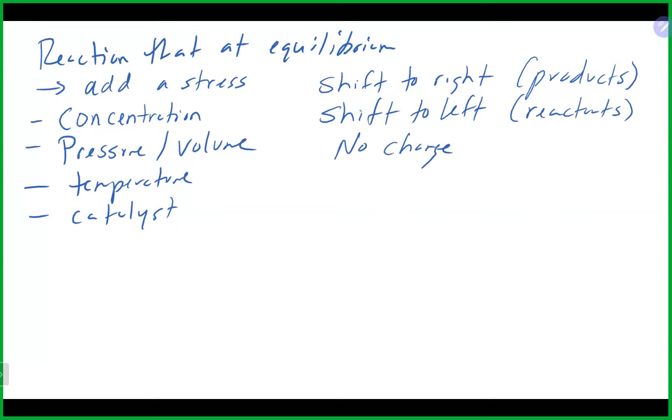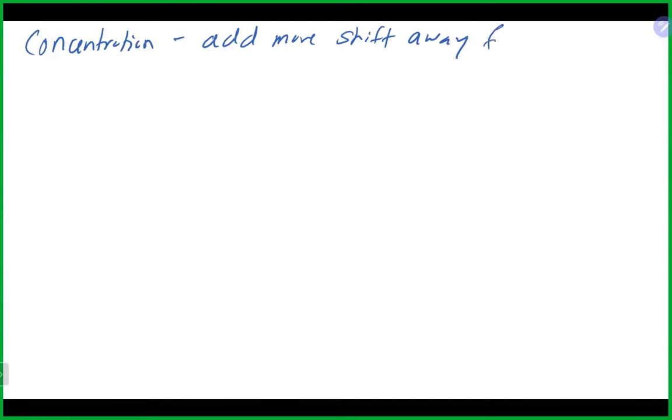All right, so we're going to take a look at each of these and sort of what happens when we change these guys. So the first thing we're going to look at for Le Chatelier's principle is concentration. And basically, there's 2 things you could do with concentration. You could either add more or you could remove. Basically, those are your 2 options. If you add more concentration, it will shift away from the side you added it to.